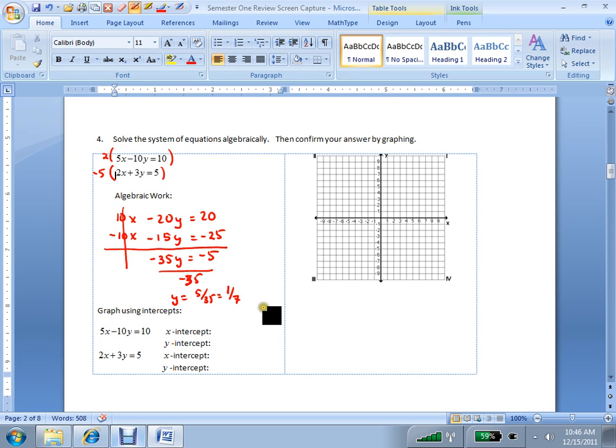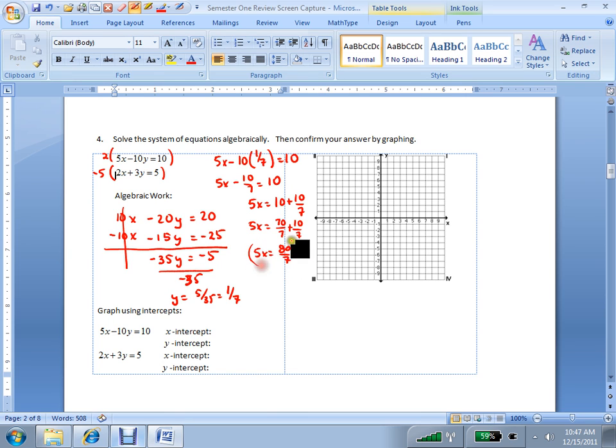I'll put it in the first equation. So 5x minus 10 times 1/7 equals 10. So 5x minus 10 sevenths equals 10, or 5x equals 10 plus 10 sevenths. You need to have a common denominator to add. So if it has a denominator of 7, this would be 70 sevenths plus 10 sevenths. So 5x equals 80 sevenths.